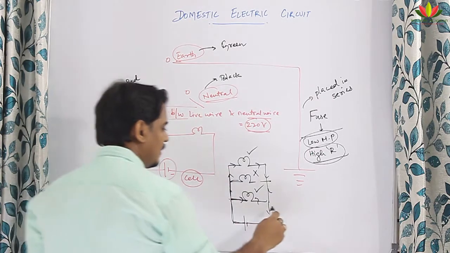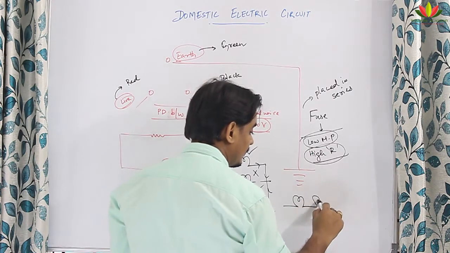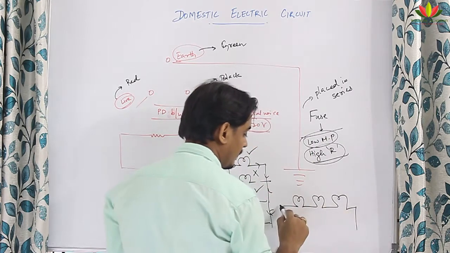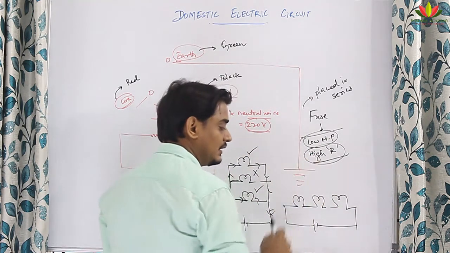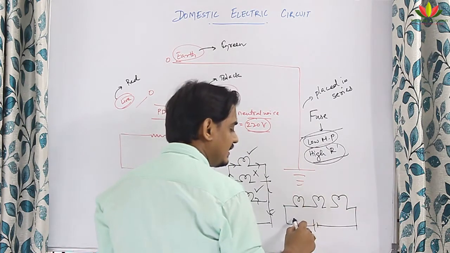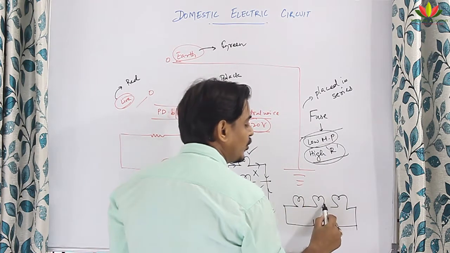But if the same 3 bulbs are in series connection, and let me assume that one bulb gets broken down, then this circuit itself becomes incomplete. The current will not even flow in this. Don't think it will flow up to here and stop. No.